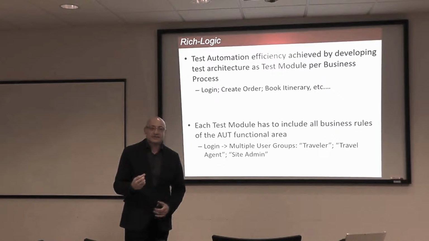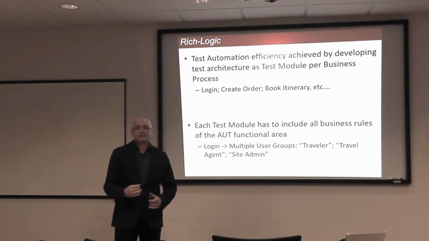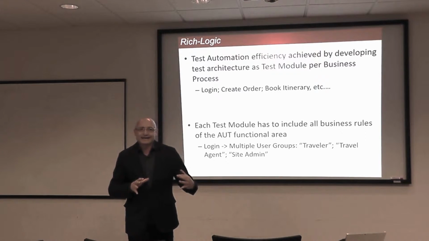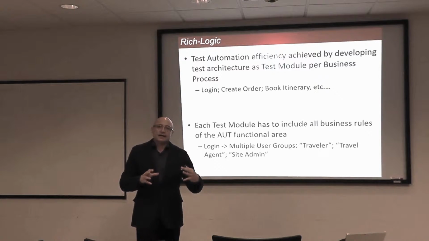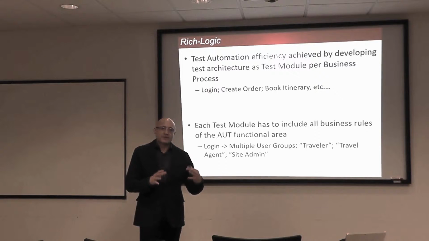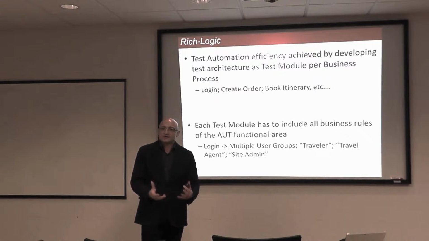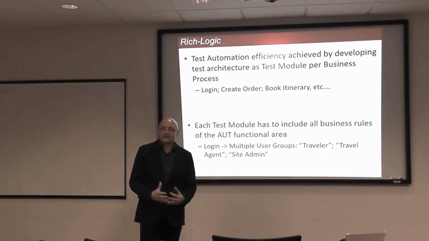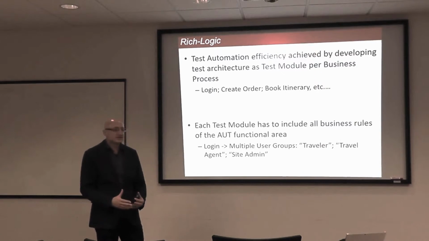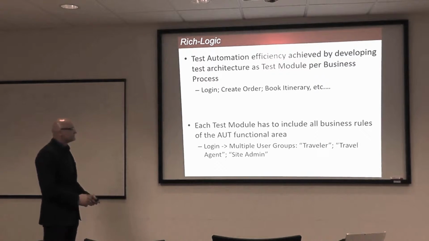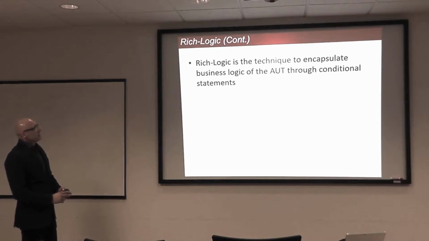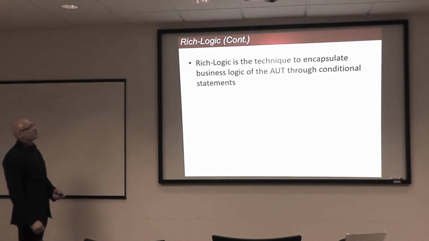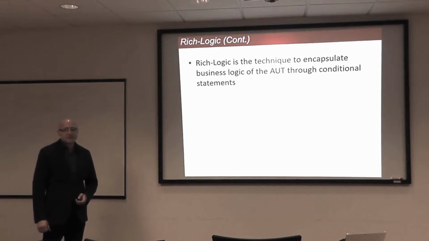Make sense? So our goal, if you remember, I mentioned it a few times already, is to consolidate everything into a single artifact. We want to be artifact greedy. How would we achieve modularity and being encapsulated as a single artifact? All the business rules, through rich logic. Rich logic is a technique to encapsulate business logic of the application through conditional statements, right?